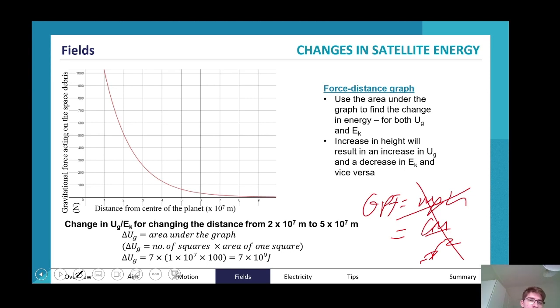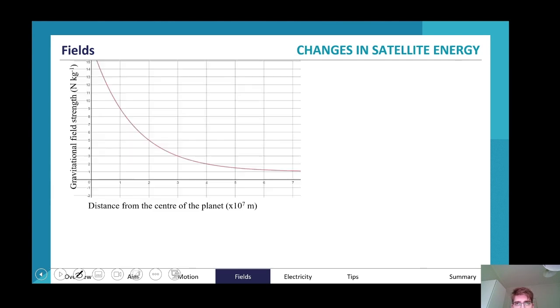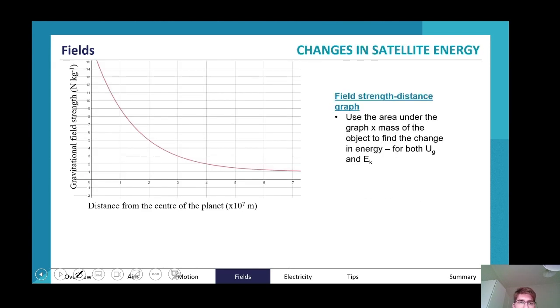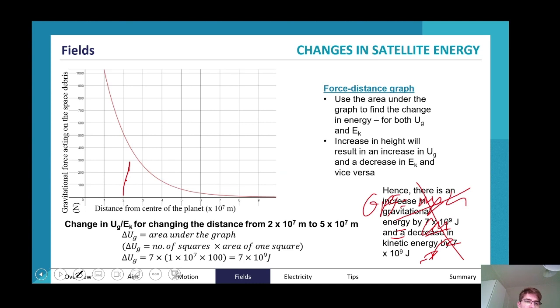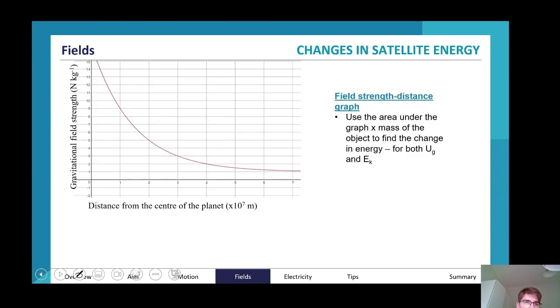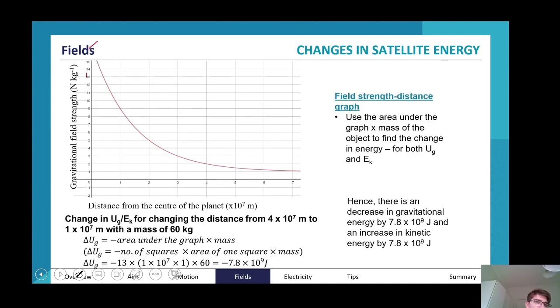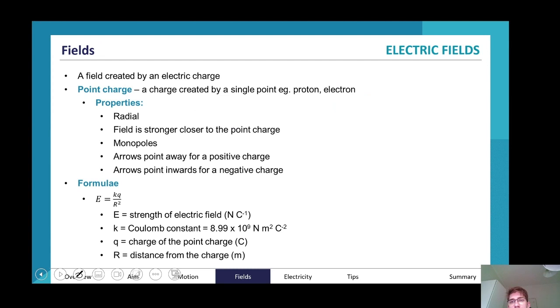That's basically it. So you need to calculate the area under a graph, and that's it. It's pretty straightforward. Don't forget the units should be correct. Again, I've told you before, the distance should be in meters and it should be force in newtons. If it's not force, if it's g in newtons per kilogram, you need to multiply by the mass of the satellite.